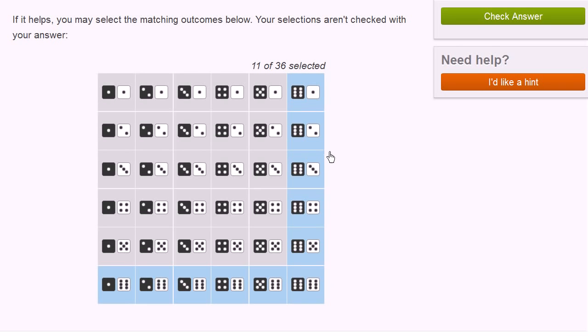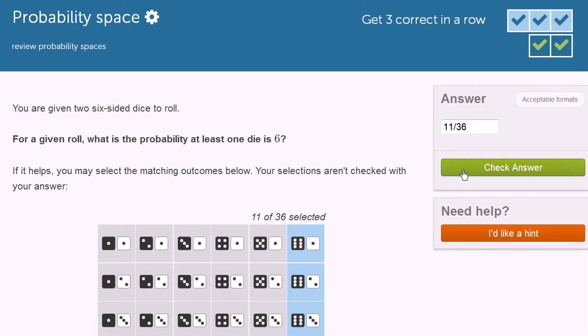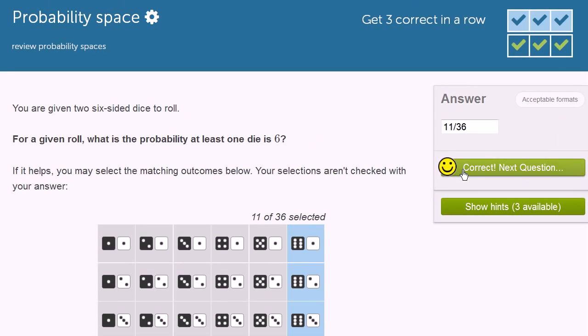So how many scenarios are there? 1, 2, 3, 4, 5, 6, 7, 8, 9, 10, 11. So there are 11 possibilities out of a total of 36 equally likely ones. Remember, 6 times 6, there are 36 equally likely outcomes. So let's check our answer. And we got it right.